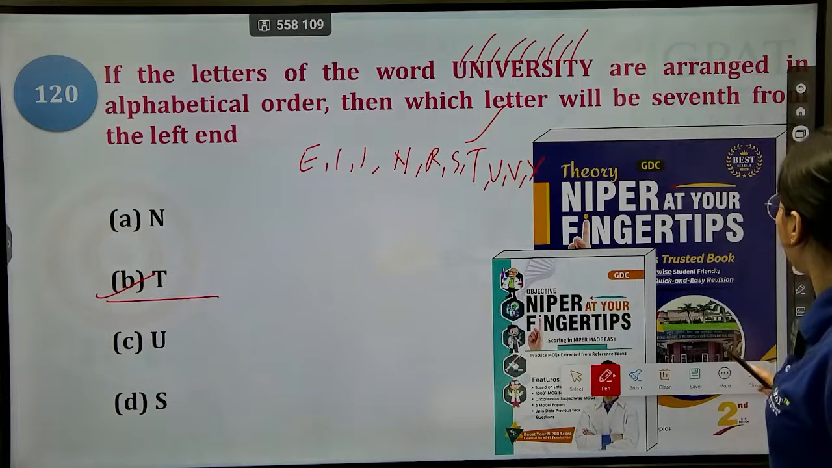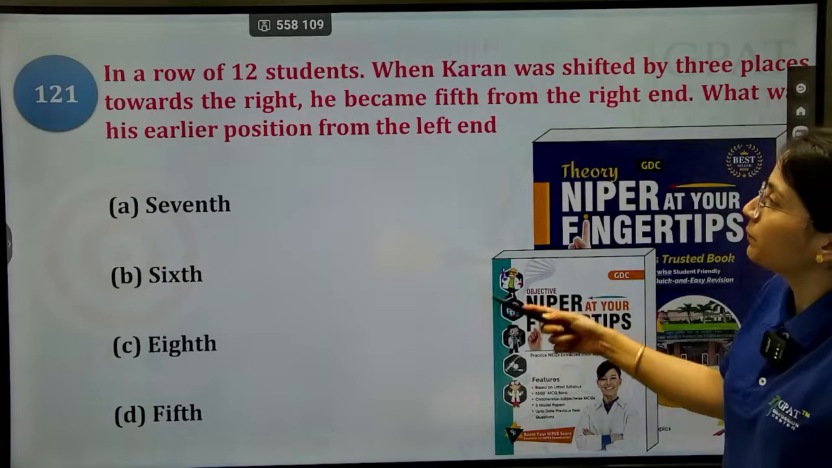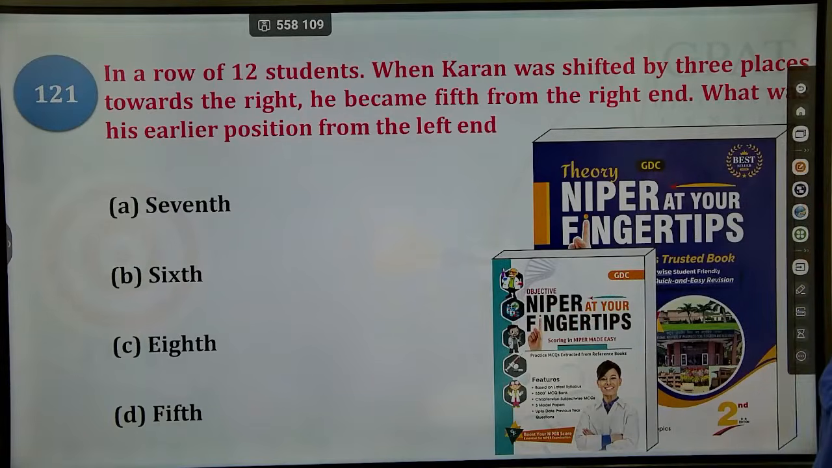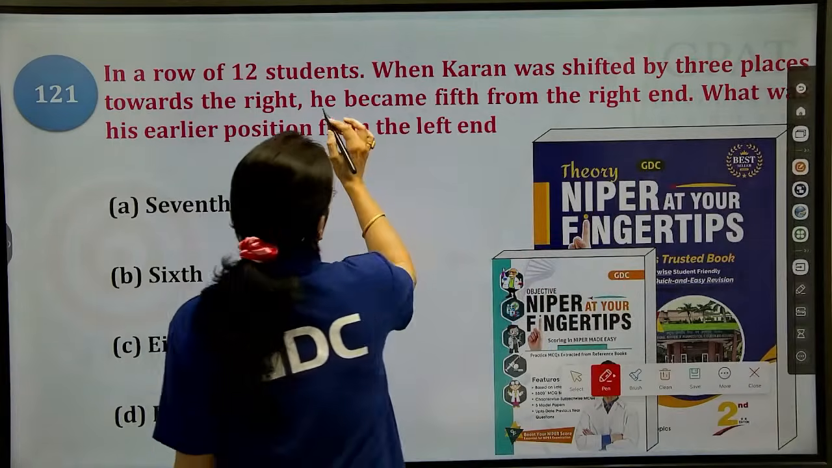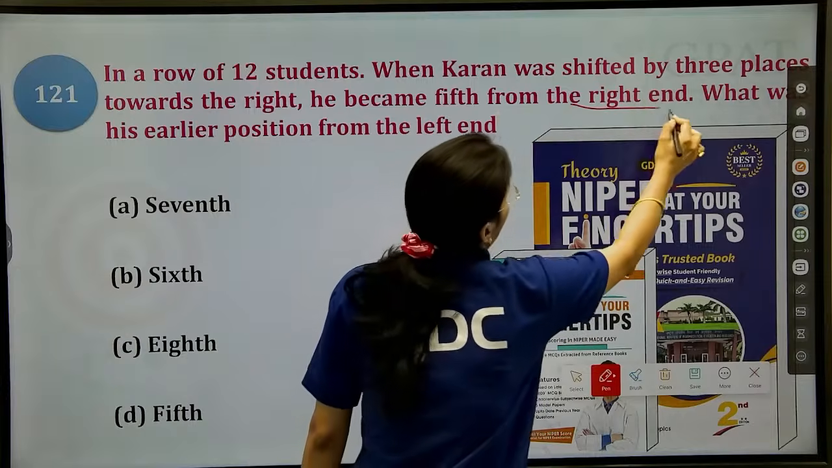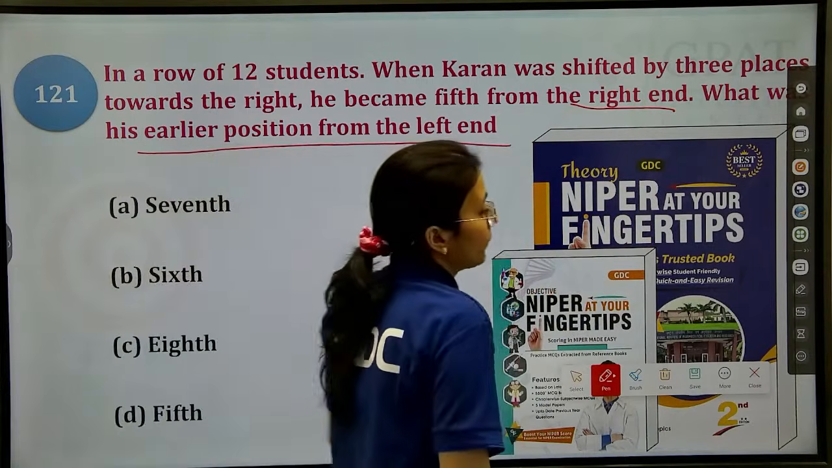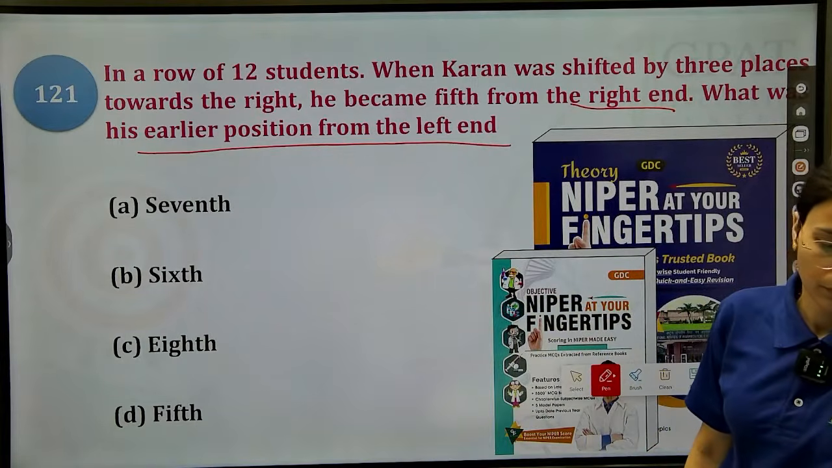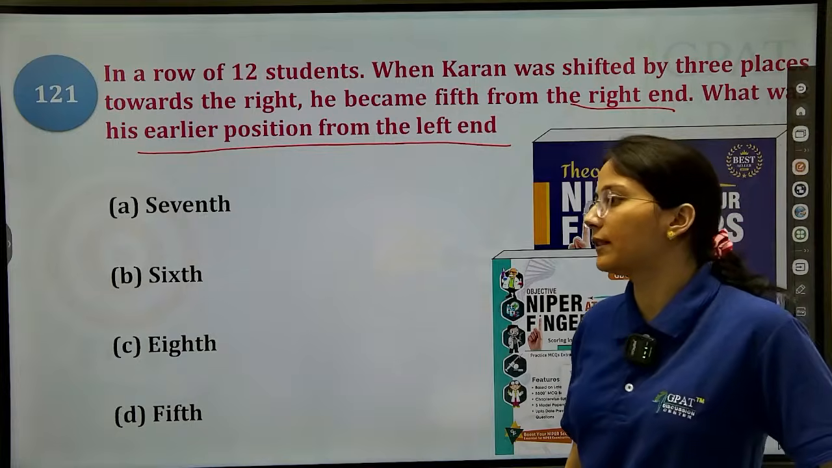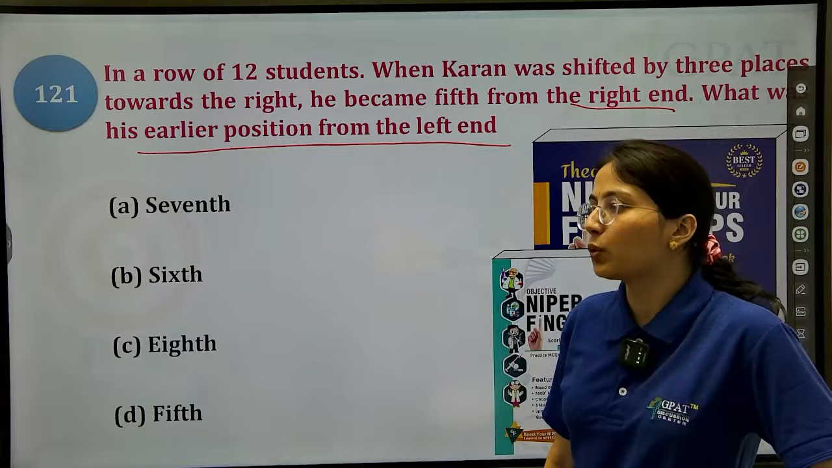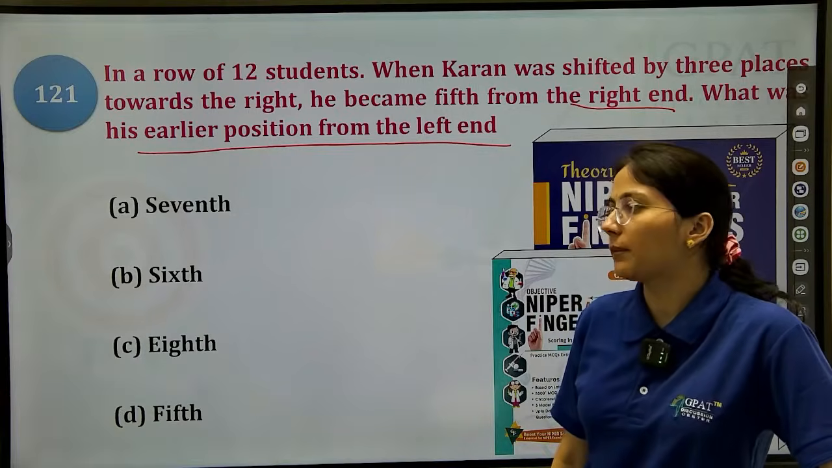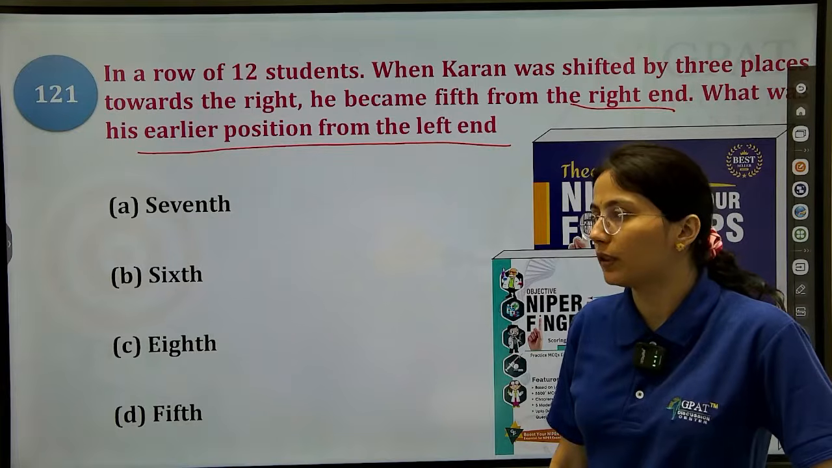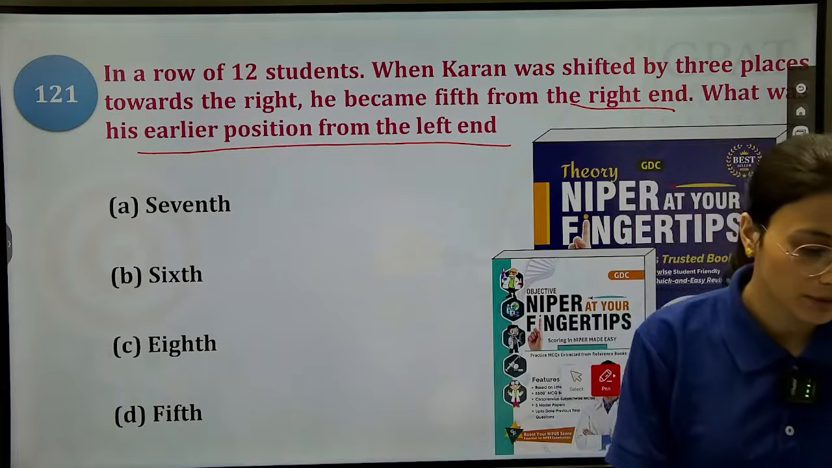Now move to the next question, that is question number 121. In a row of 12 students, when Karan was shifted by 3 places towards the right, he became 5th from the right hand. What will be his earlier position from the left hand?